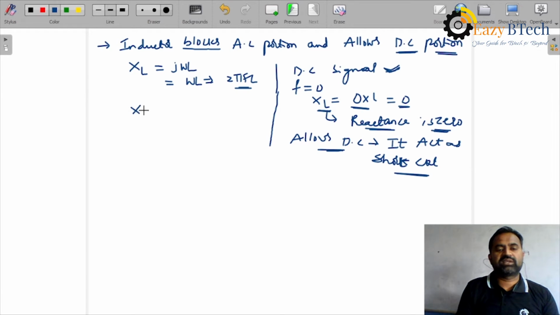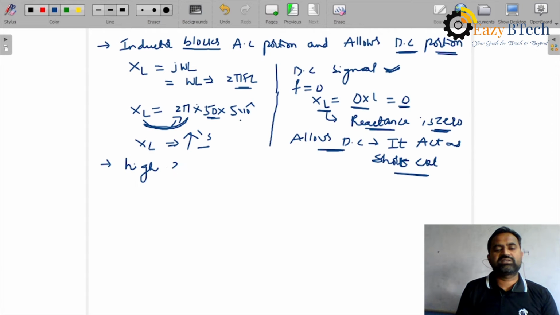For example, XL is equal to, for an AC, 2 pi F L. If F is like 50 and L is some value in Henry, like 5 millihenry, like that you can possess some reactance because frequency is present. Then reactance increases. As reactance increases, there is high reactance for an AC signal.